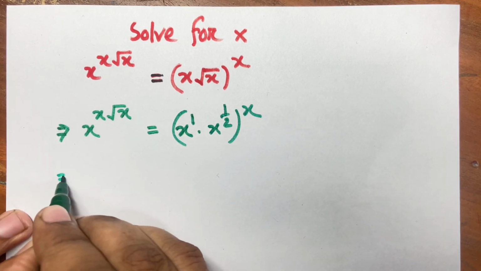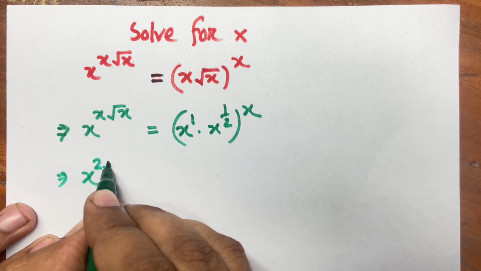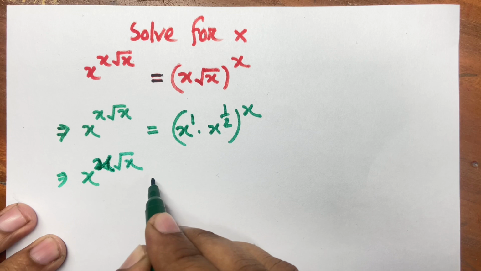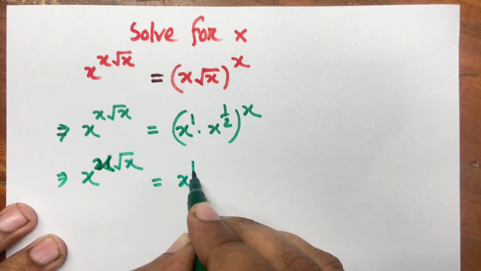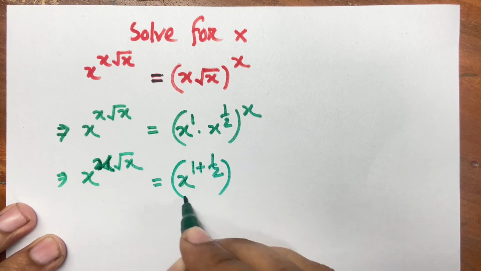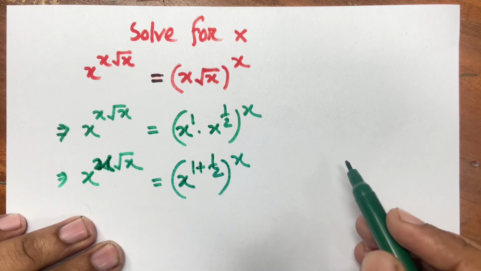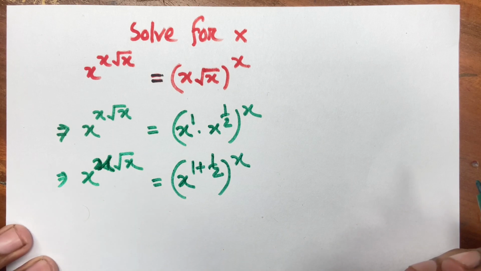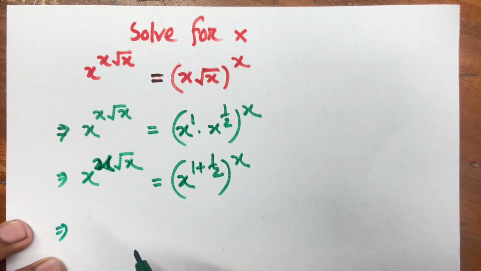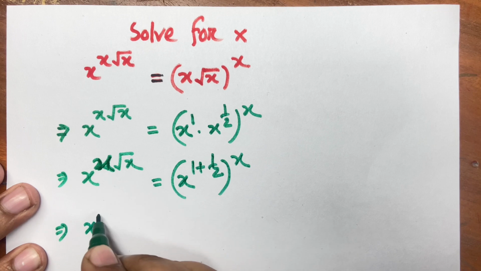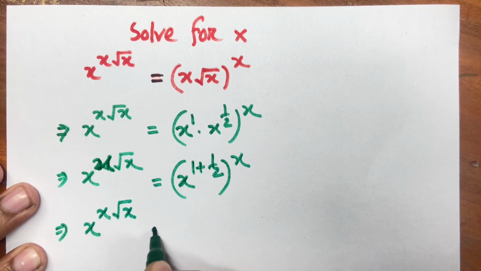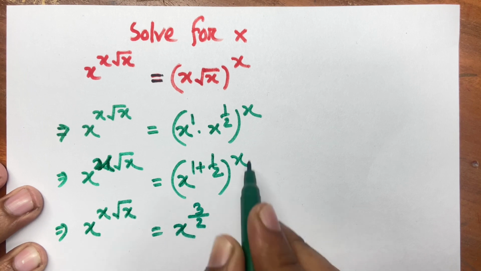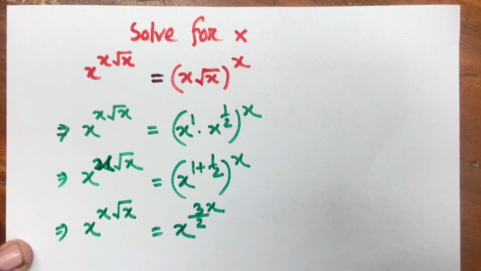Now I can say x to the power x root over x equal to x to the power 1 plus half power x. We know that a to the power n dot a to the power m equal to a to the power n plus m. I follow this formula. Now I can say x to the power x root over x equal to x to the power 3/2.